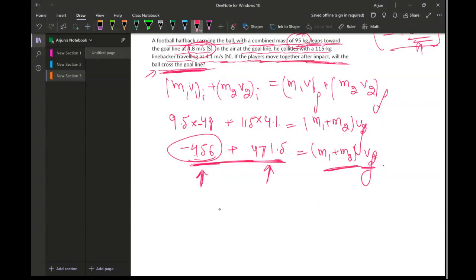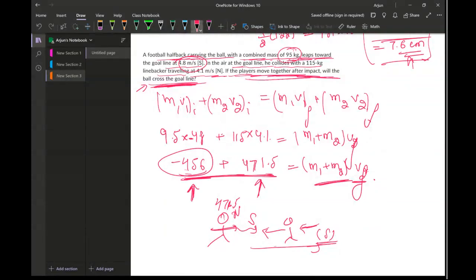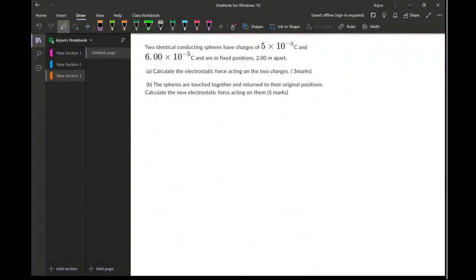So thus, if this person is moving in the south direction and the other person is moving in the north direction, and the person who's moving in the north direction has more momentum, obviously this person will be able to push the person moving towards the south backwards. He's going to get moved towards the north direction. So the answer to the question, will it be able to cross the line? No, it won't be able to. All right, let's look into the next question.